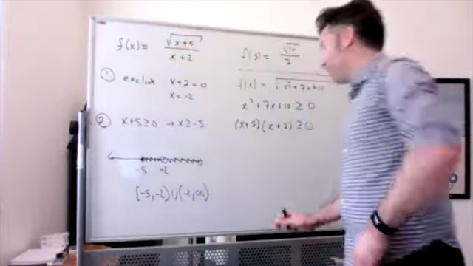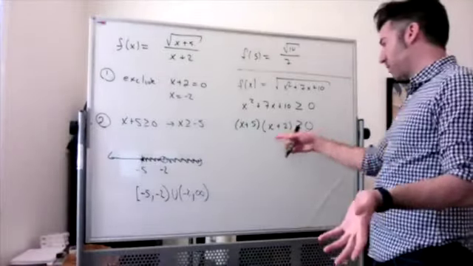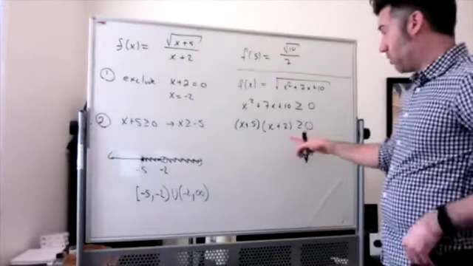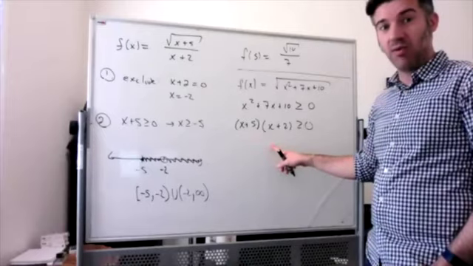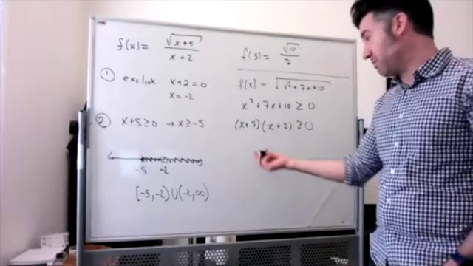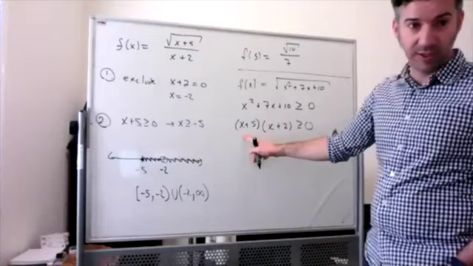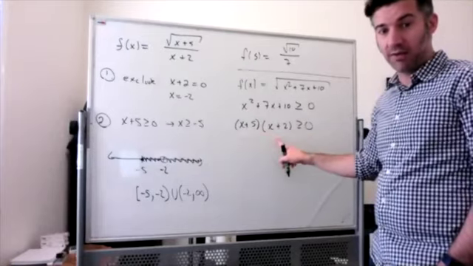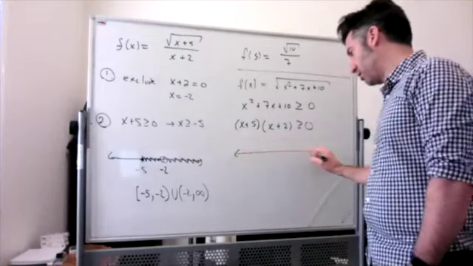Once you have an inequality greater than or equal to 0, or greater than 0, you want to factor the side as much as possible. And then you want to find the zeros, or the places that make it equal to 0, which are x equal to -5 and x equal to -2. And we want to put those on the number line.